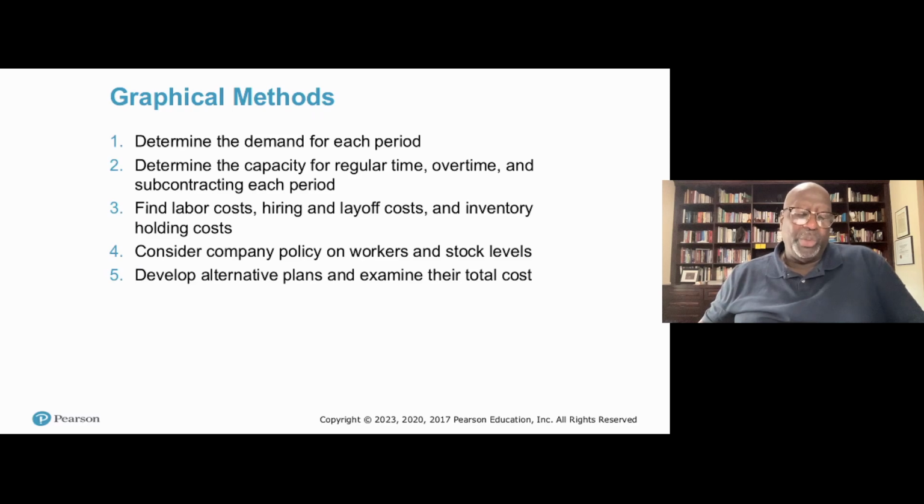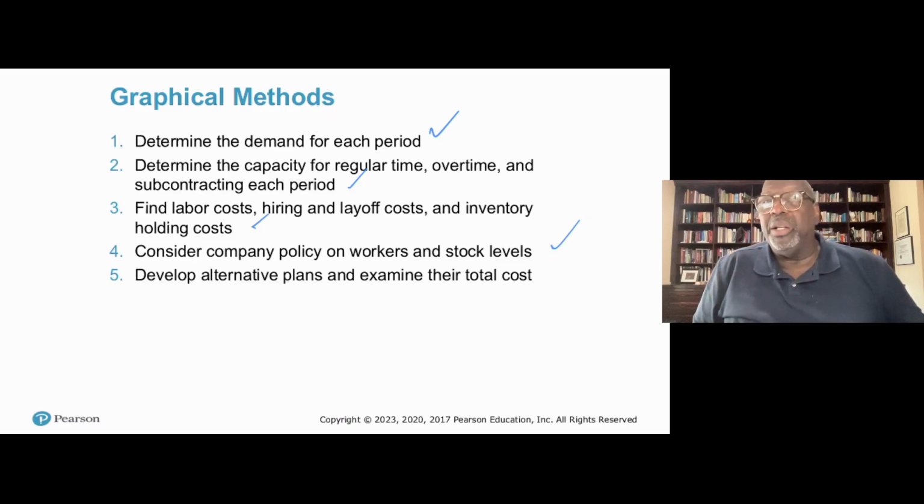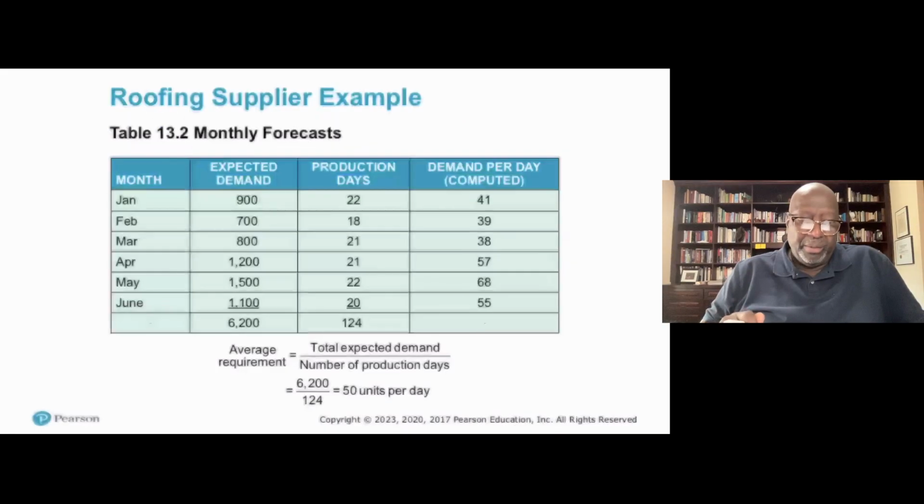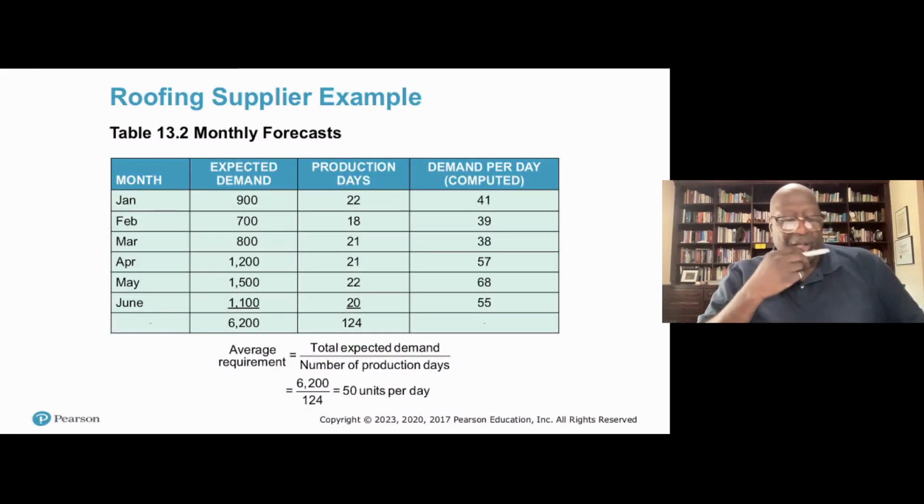So with graphical methods, what you do is you determine the demand for each period. You determine the capacity for regular time, overtime, and subcontracting in each period. Find labor costs, hiring costs, and inventory holding costs. Consider the company's policy in terms of whether the company doesn't want inventory to exceed a certain amount, doesn't want to use more than a certain amount of undertime or overtime, does not want to use more than a certain amount of subcontracting. So the company may have a number of policies, and you have to consider these policies when you are developing the actual plan itself. So let's take a look at an example.